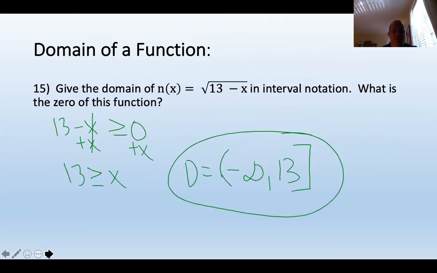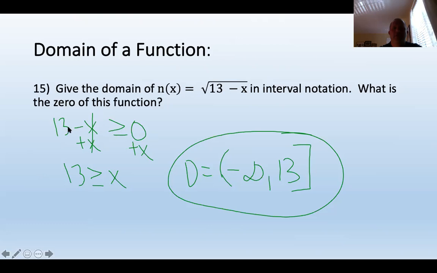Number 15, give the domain of n of x equals square root of 13 minus x in interval notation. What is the 0 of this function? Well, basically, what we want to understand here is there are going to be restrictions on x for this particular problem because we have a square root. A square root can never be a negative number, or it's not going to return a real number. So whatever 13 minus x is, it has to be greater than or equal to 0.